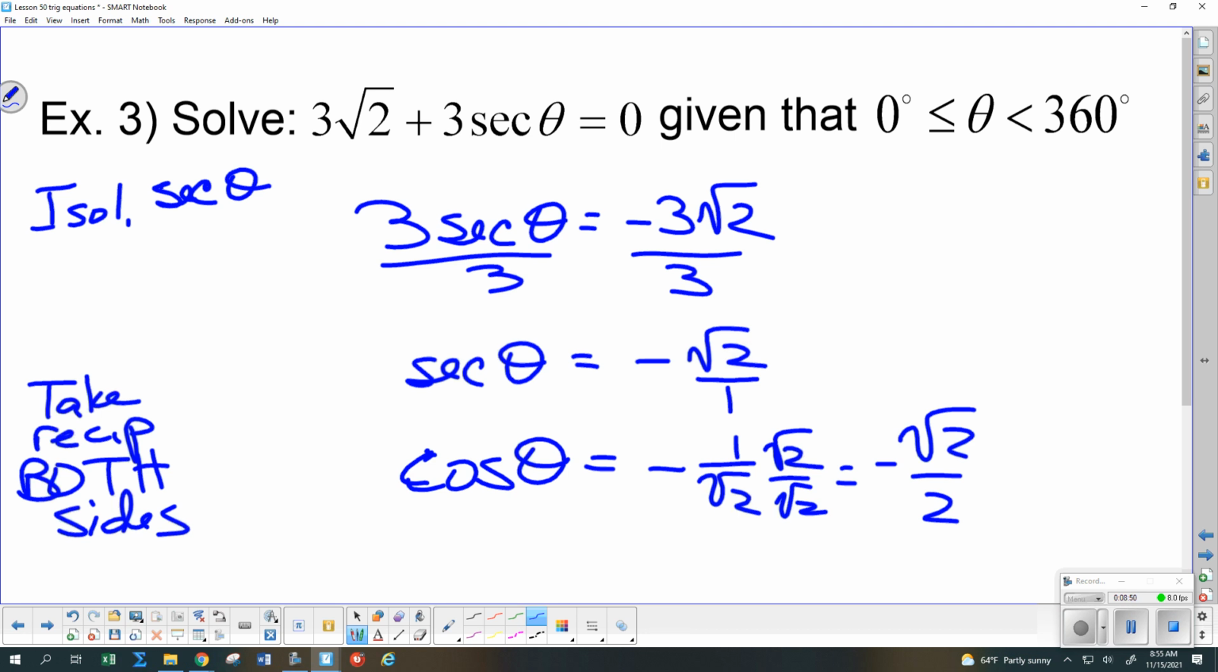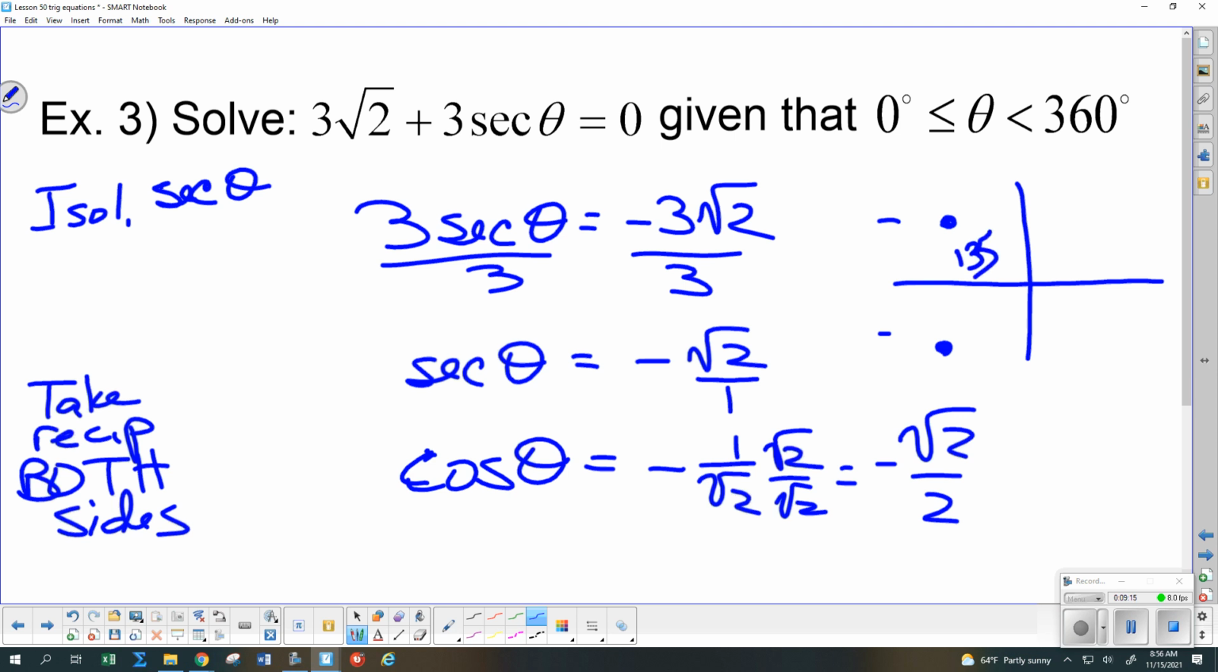So now I think about my cosine circle. I'm back to my x's. X's are negative if I go to the left of the origin, so quadrants 2 and 3. And these are the ones, the root 2 over 2's, that are right smack in the middle of those 2 quadrants. So Evelyn, what would be my degrees here in the second quadrant?